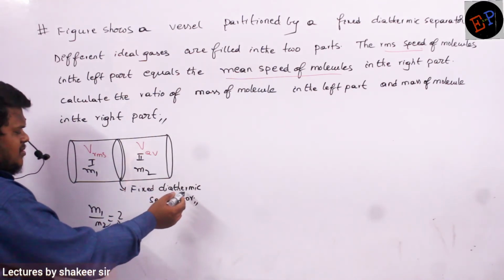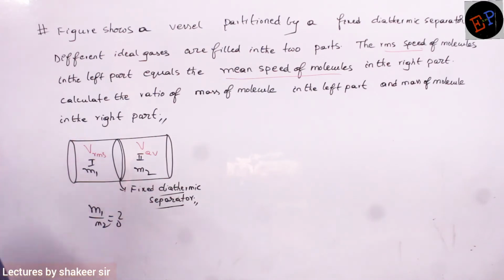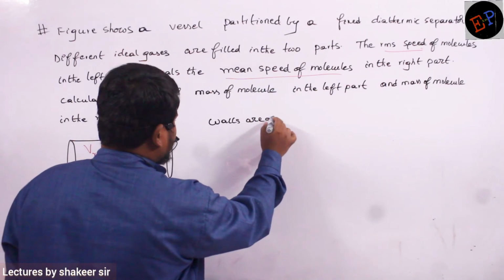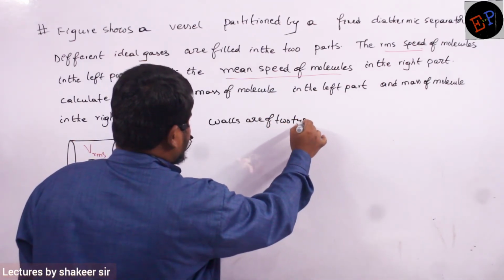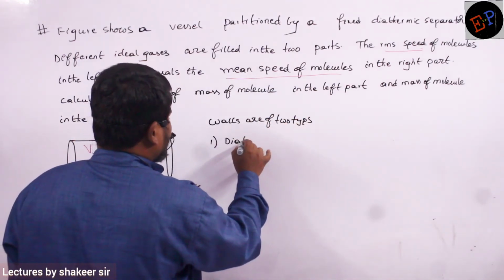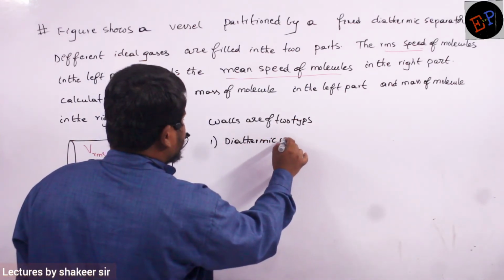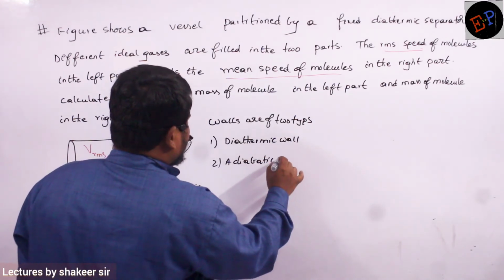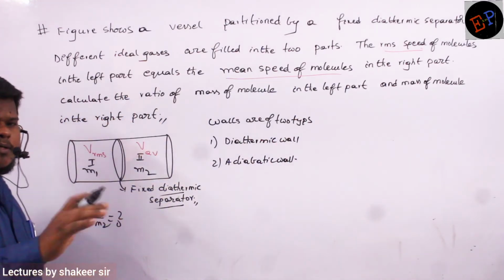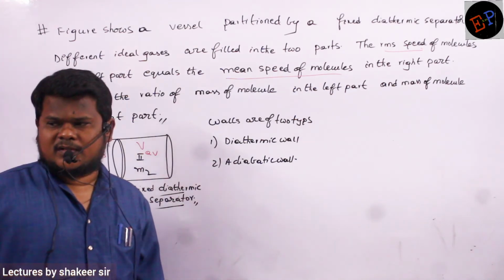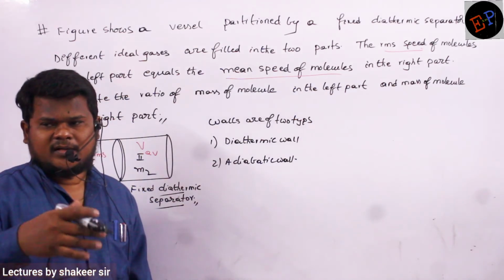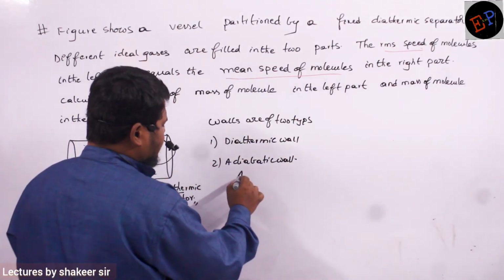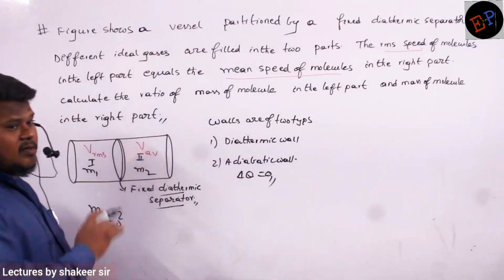And the information he gave is that it is a diathermic separator. Walls are of two types, we already studied, no? One is a diathermic wall and the second one is an adiabatic wall. Clear? What can a diathermic wall do? It can easily transfer heat energy from one surface to another, or across this separator heat energy can travel. But what is meant by an adiabatic wall? Here the transfer of heat energy is zero. Heat energy cannot transfer.